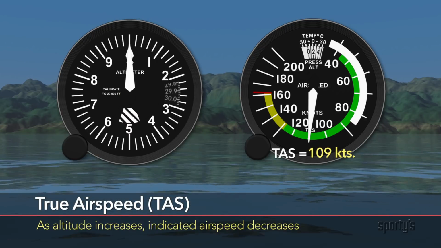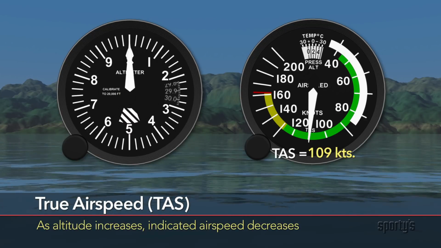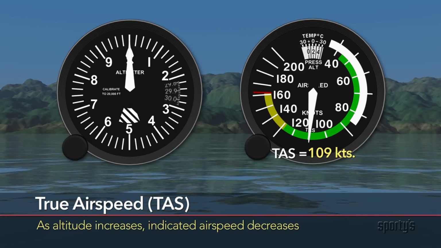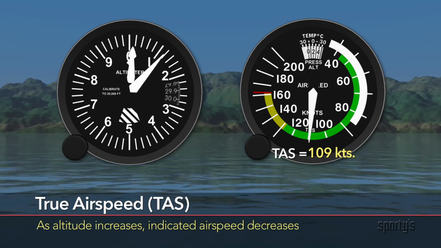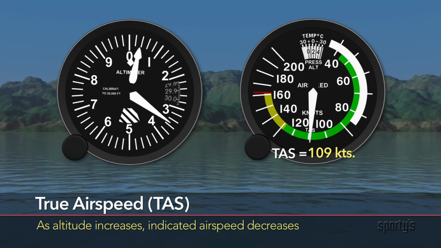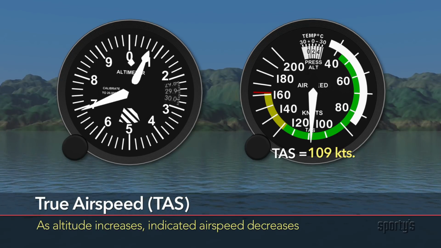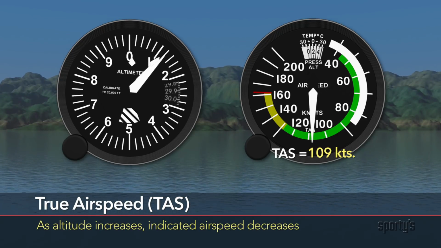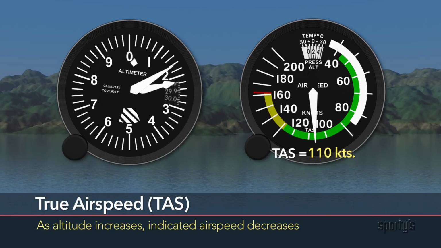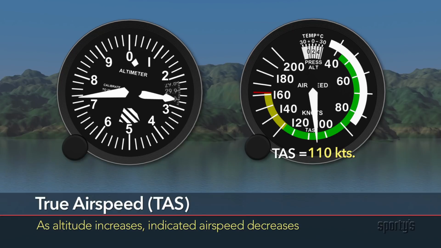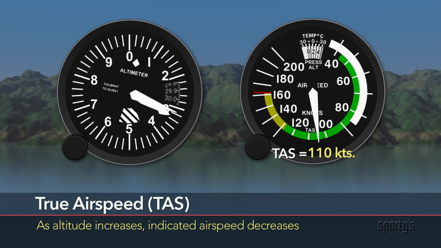The airspeed indicator shows true airspeed only at sea level on a standard day. As altitude increases, the air density decreases and the ram or impact pressure in the airspeed indicator decreases. With the same power setting, indicated airspeed decreases as altitude is increased.